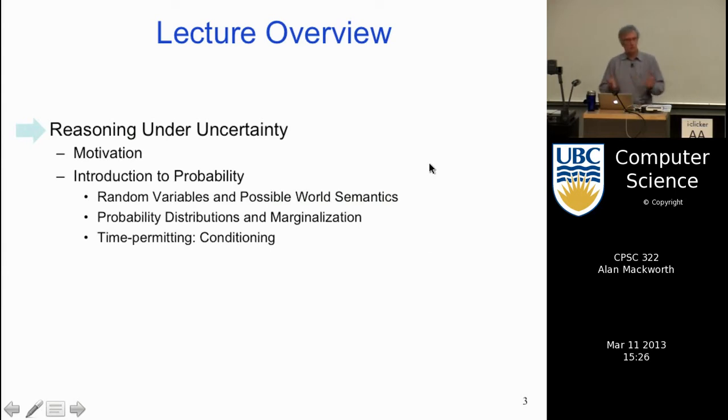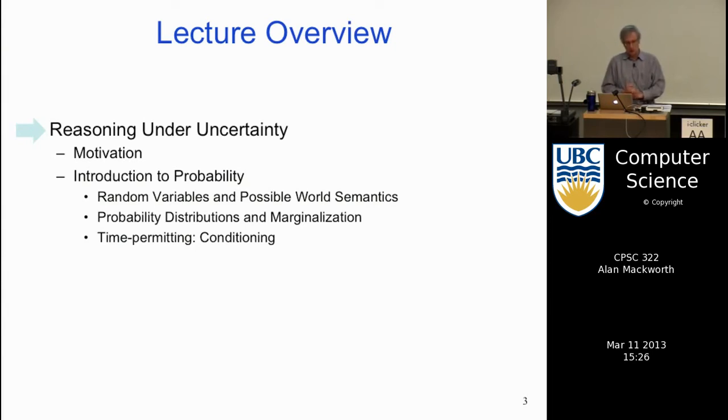How many of you have had a course in probability? At least one. Okay, so not a lot. It's interesting. Of course, you all should have. It's so important, not just for AI and machine learning, but for many other areas of computer science these days.